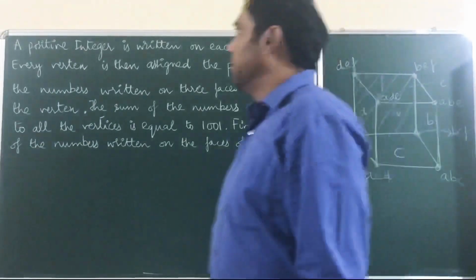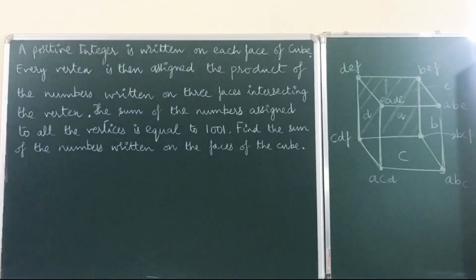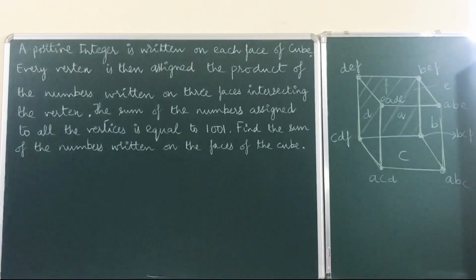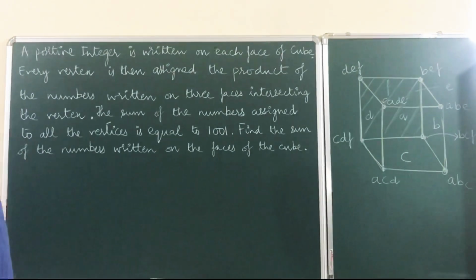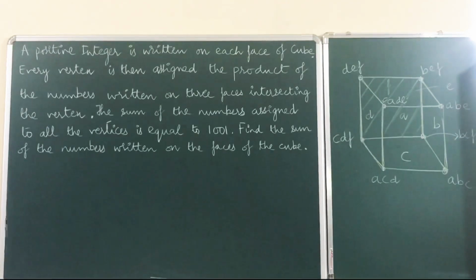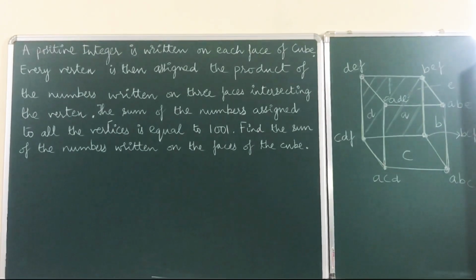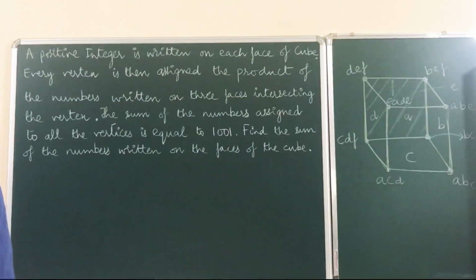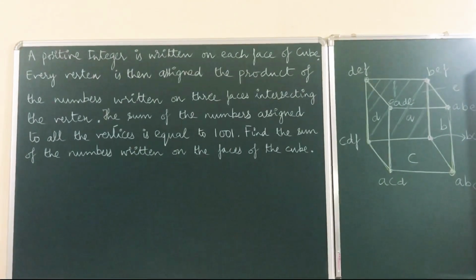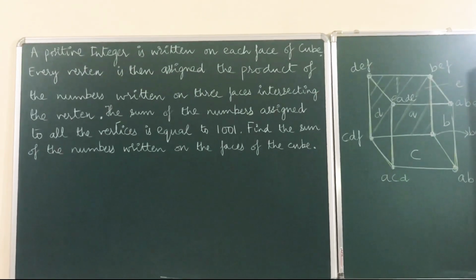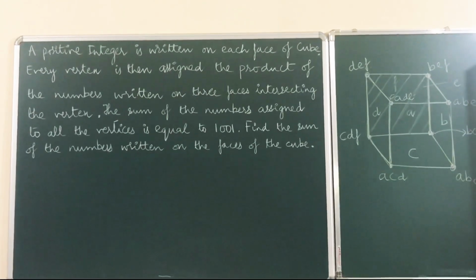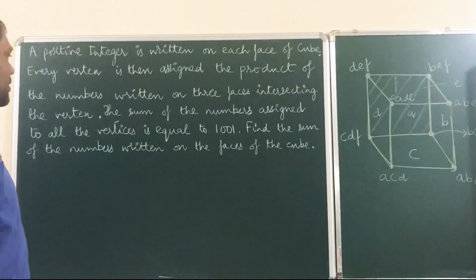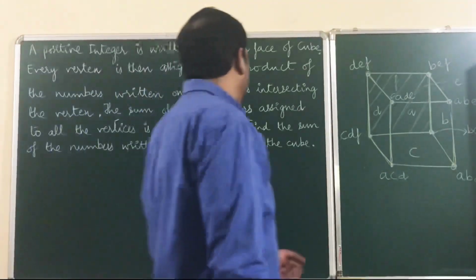Now the next problem: a positive integer is written on each face of a cube. Every vertex is thus assigned the product of the numbers written on the three faces intersecting the vertex. The sum of the numbers assigned to all the vertices is equal to 1001. Find the sum of the numbers written on the faces of the cube.